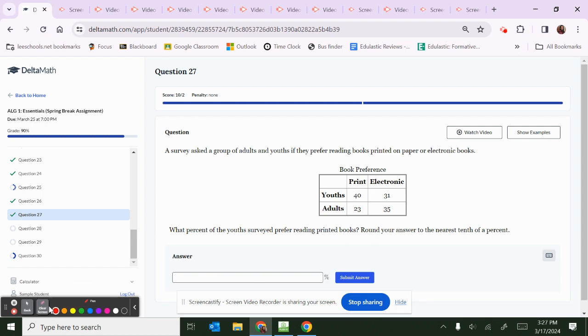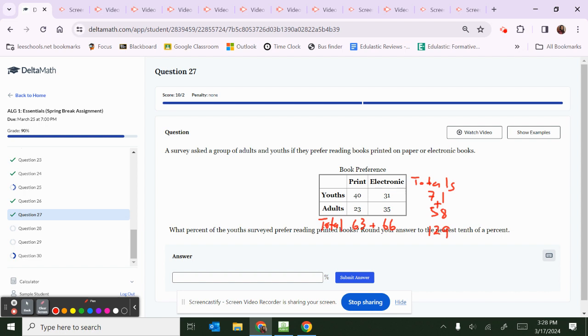All right. So for the next one, let's first define our totals. So total electronics is 66. Total printed is 63. Total youths is 71. Total adults is 58. All right. So total amount of people in my entire survey would be 129. You should get that if you added any of these.